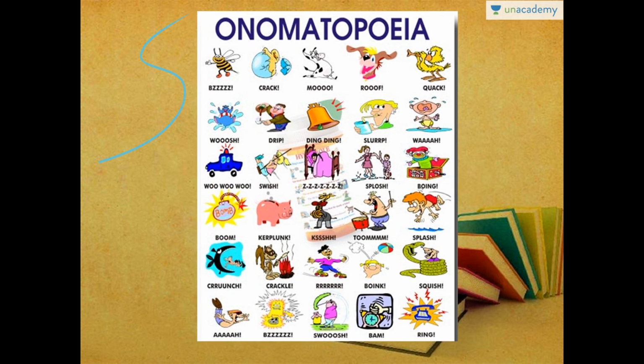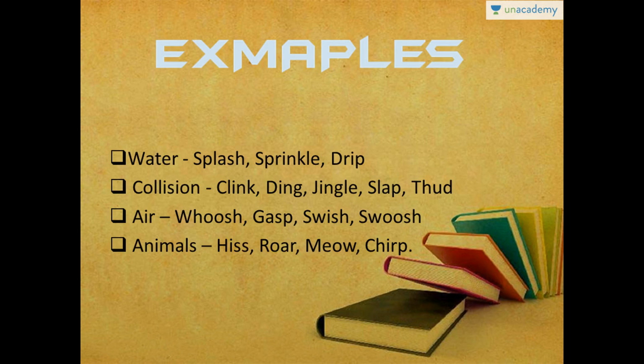Here are a few examples of onomatopoeia for your better understanding. Let's read them. Buzz, crack, moo, woof, quack, whoosh, drip, ding ding, slurp, wah, boing, splash, tomb, crackle, crunch. These are all examples of onomatopoeia, and a few pictures are given above each of them to associate what they mean. Here are a few more examples. When we have to relate a few sounds with water, the words we use are splash, sprinkle, and drip. So by reading these words, we could associate them with water.